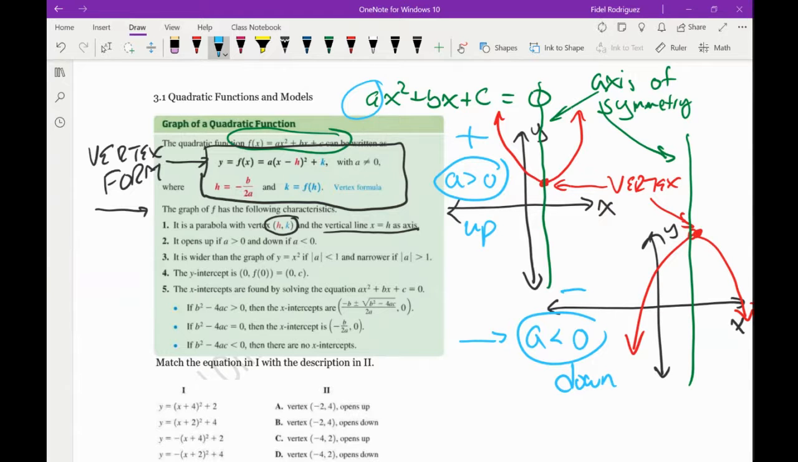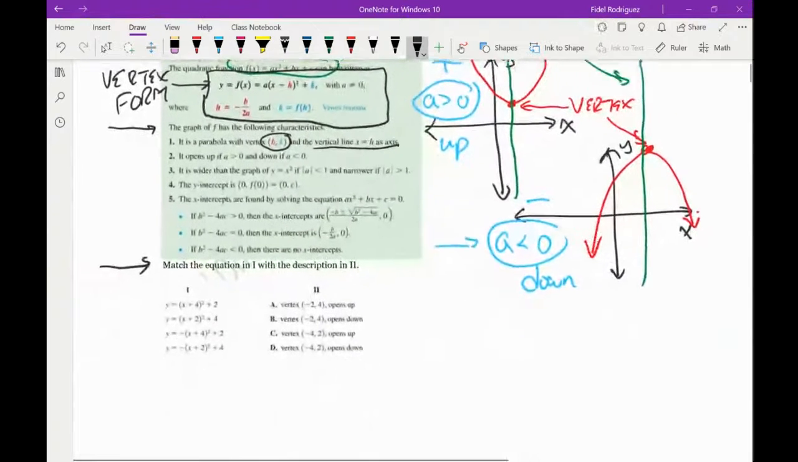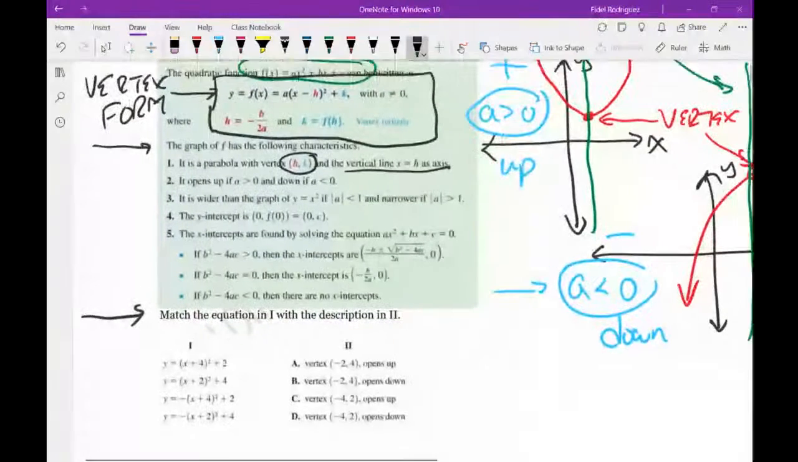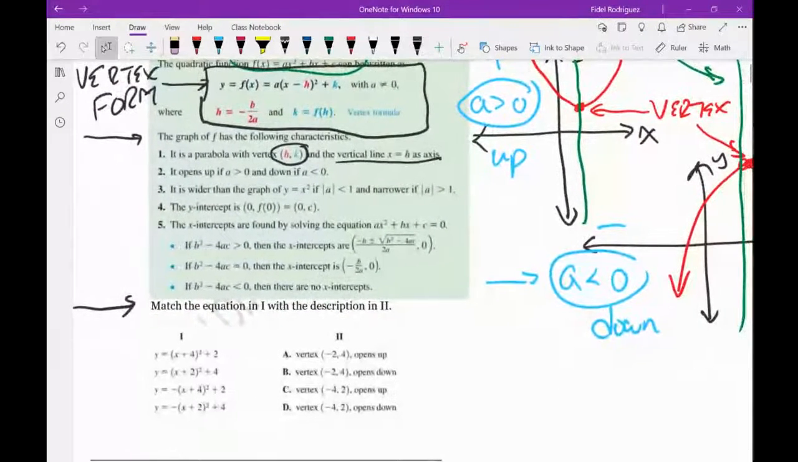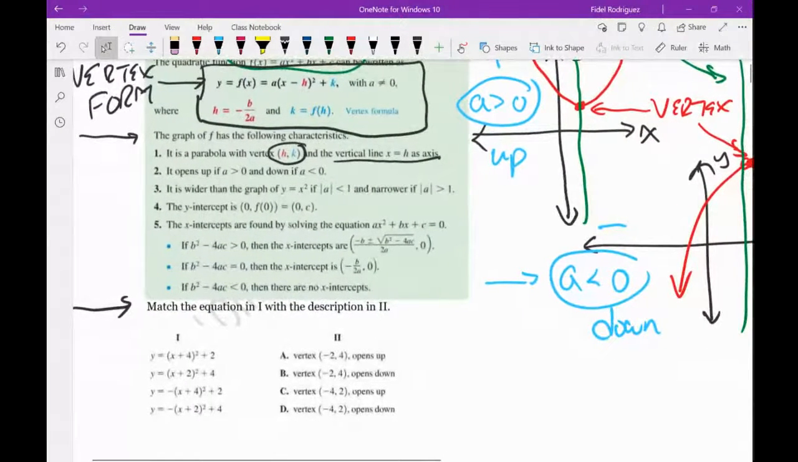And so what we're going to do here in our problems is a little stare and compare. I'm going to try to do that with this first part down here where it says match the equation in 1 with the description in 2. We're going to try to figure out how that's going to go. I'm going to zoom out, but then maybe zoom back in. I'm looking for the critical parts that I want to know.